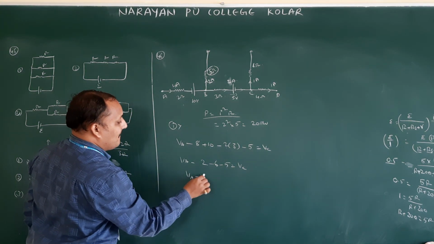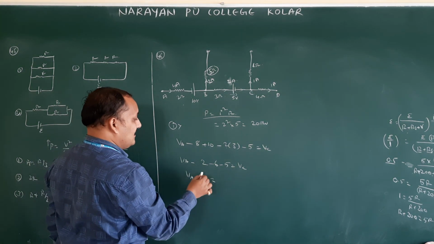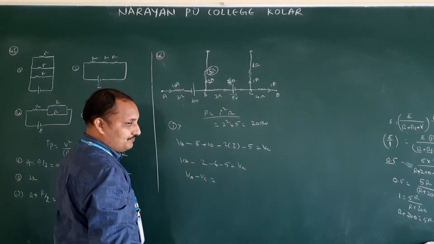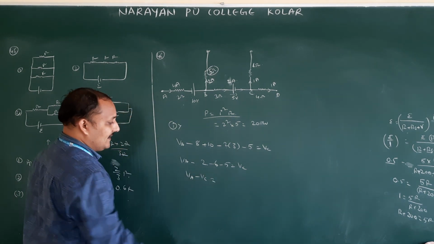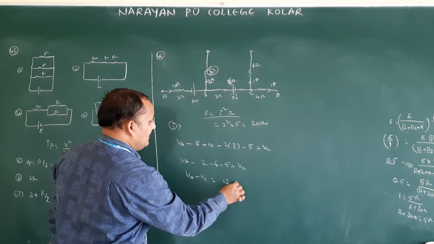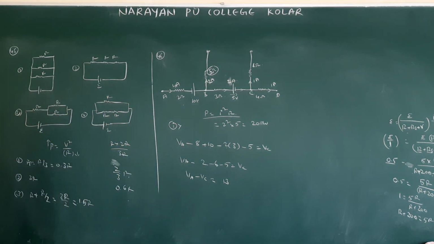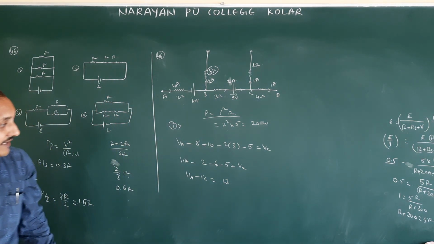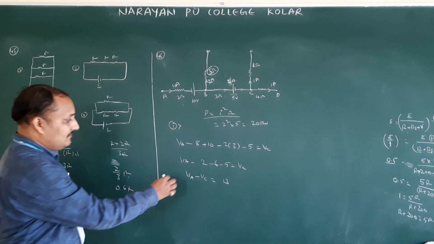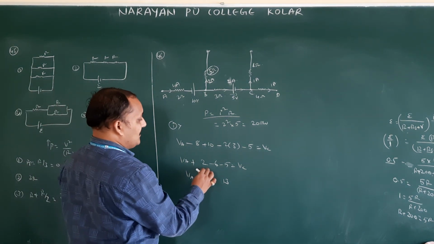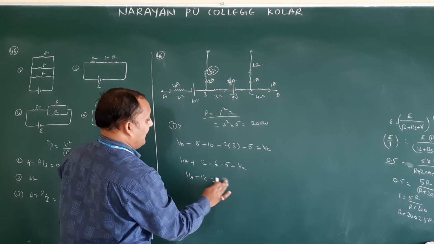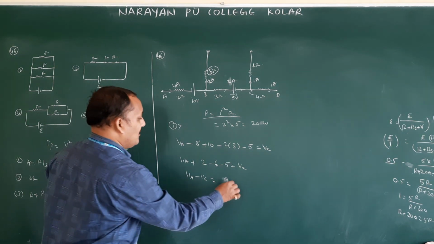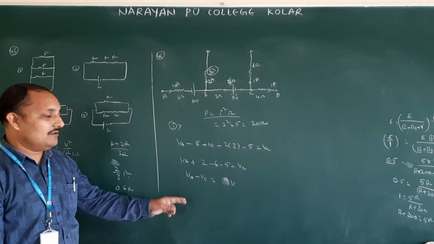So VA minus VC equal. This VC is coming this side. 6 plus 2, 8. 8 plus 5, 13. VA minus VC equal to 13. 13 only. So 10 minus 8, this is plus 2. This is plus 2, means 9. 9 volts. VA minus VC is equal to 9 volts.